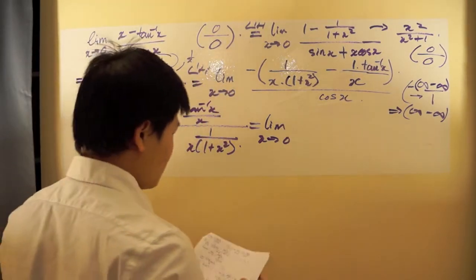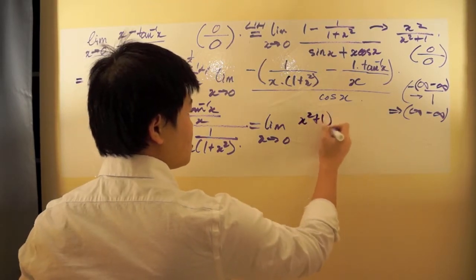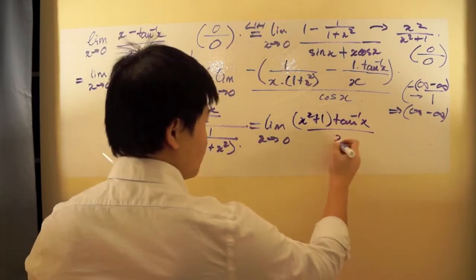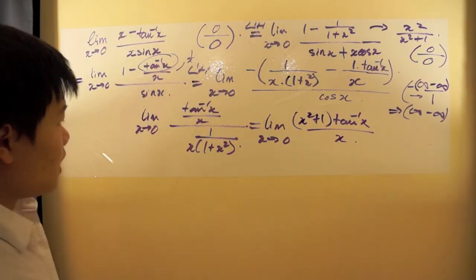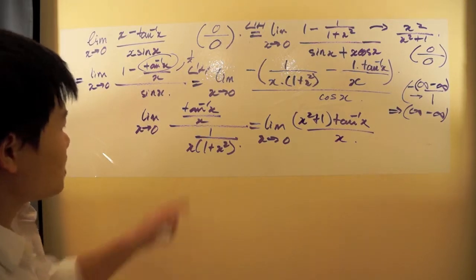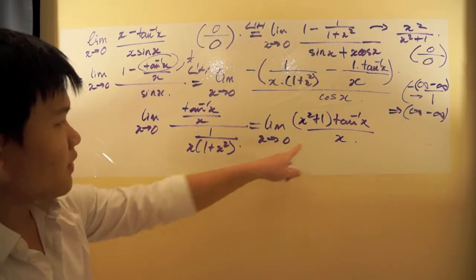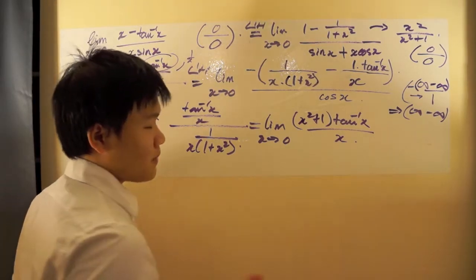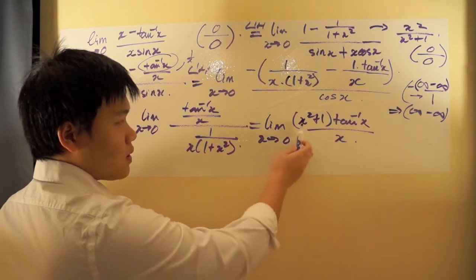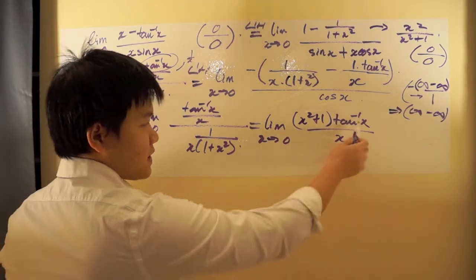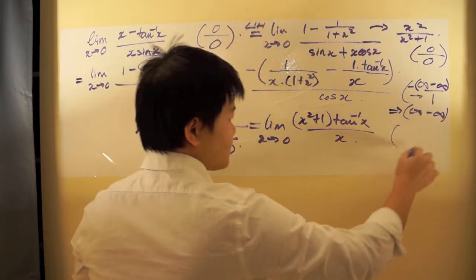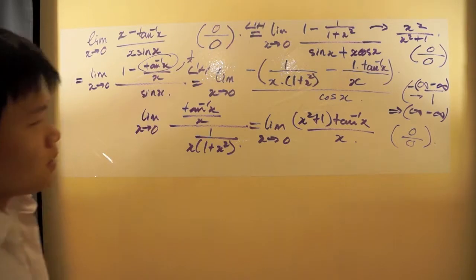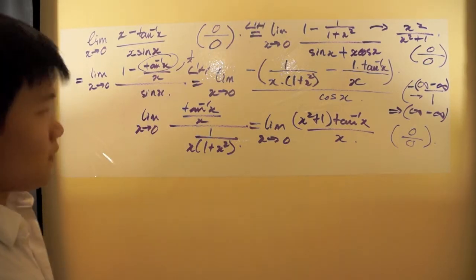As x approaches 0, (x squared plus 1) times inverse tangent x over x. Alright, so what do we do here? After simplification, we have this. Let's evaluate how it behaves. As x approaches 0, 0 plus 1 is 1, and inverse tangent of x approaches 0. So we have 0 over 0, so we know that we can apply L'Hospital's rule from now on.